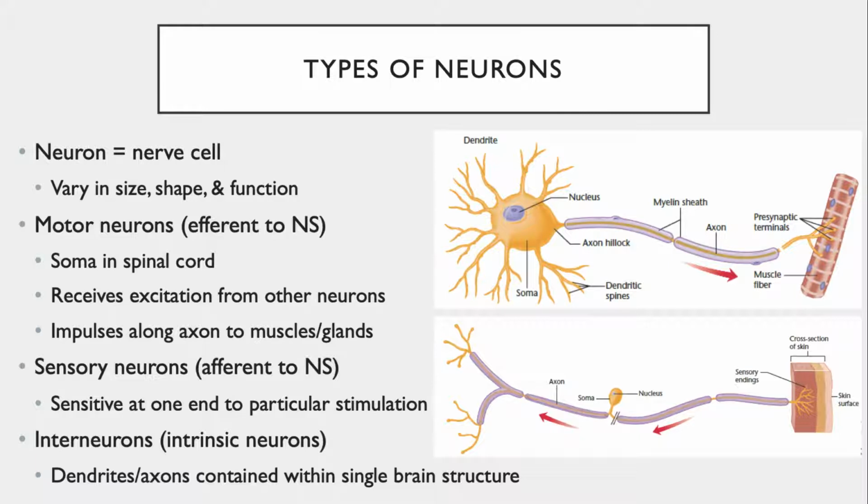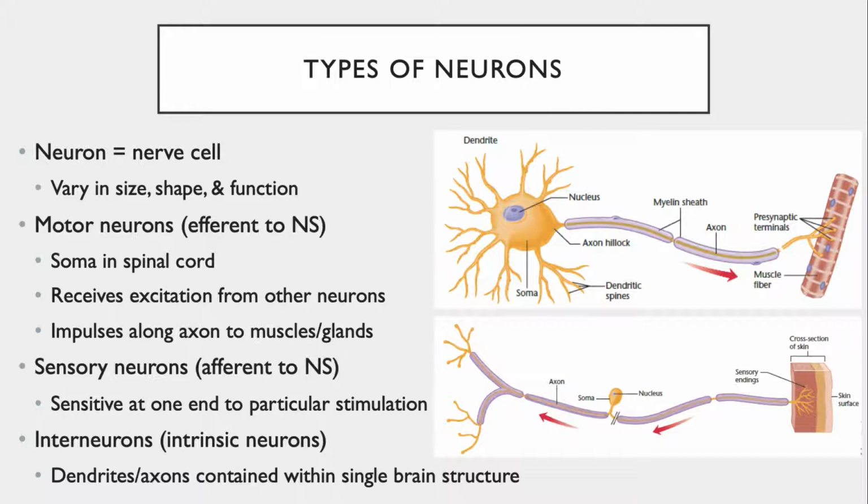So we would say that that information is exiting the central nervous system and headed towards the muscles and glands. In contrast, sensory neurons are afferent to the central nervous system. That's because the information is traveling towards the central nervous system. And so the mnemonic for that is afferent is to arrive.